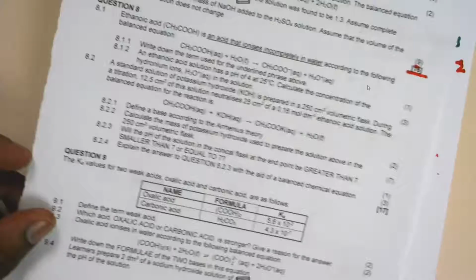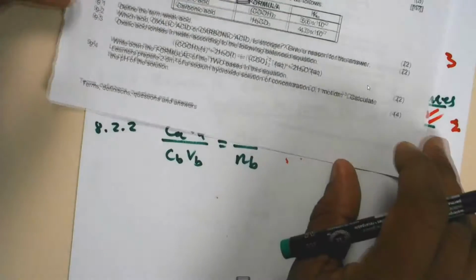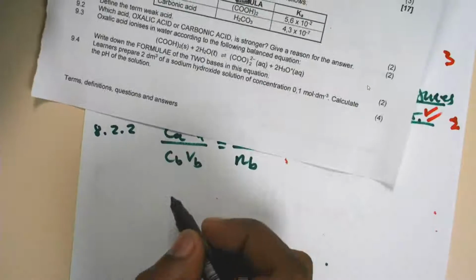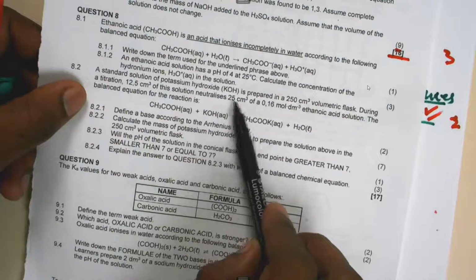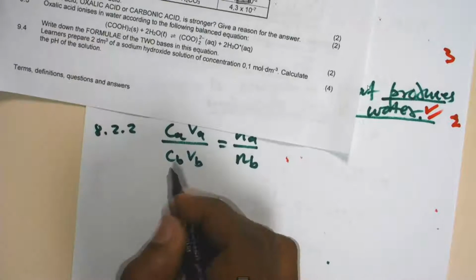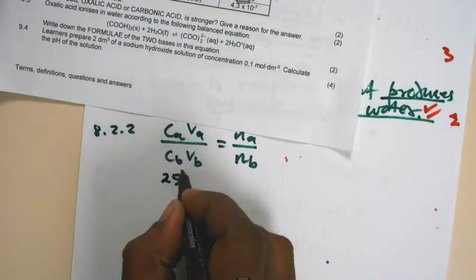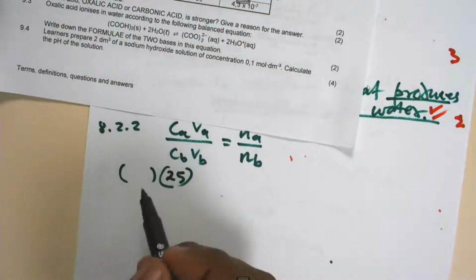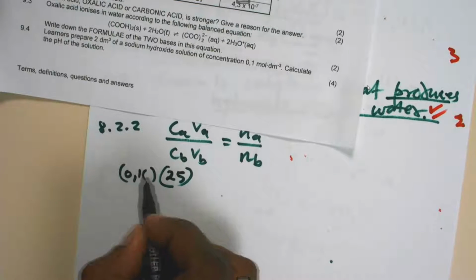So from the information that is given, I am able to say that the volume of the acid and the concentration of the acid were given. I have 25 centimeter cubed and 0.16 mole per decimeter cubed. So I have the volume, which is 25, and then I have the concentration, which is 0.16.